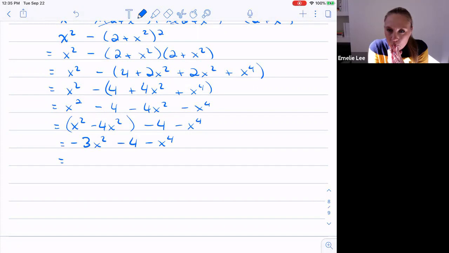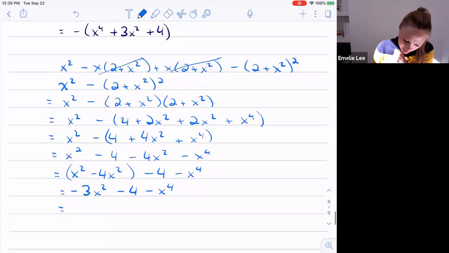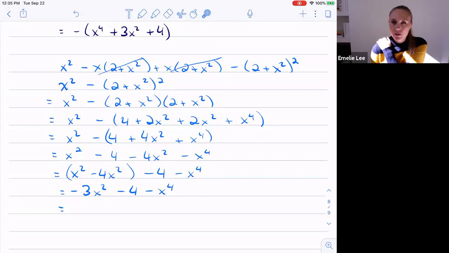You want to be super, super careful, right? Sylvain just mentioned that what went wrong was that this power of 2 actually can't get distributed in. We can only do that if we're multiplying or dividing inside. If we're adding or subtracting, we have to be really careful, because this becomes 2 plus x squared times 2 plus x squared. And so what you'll see is that's very different from just pulling that square inside.